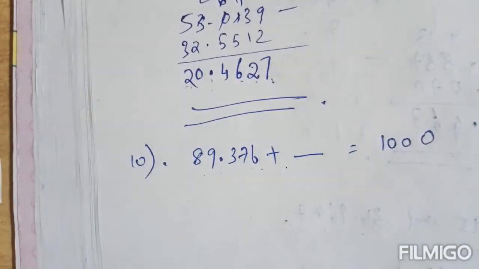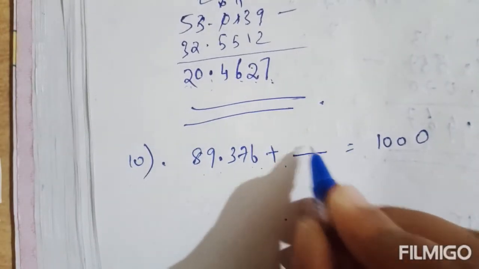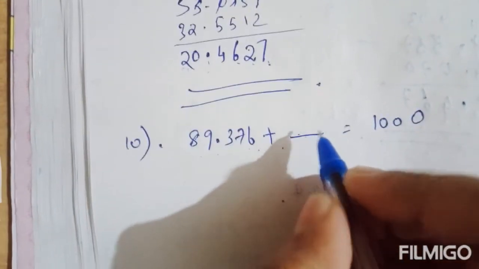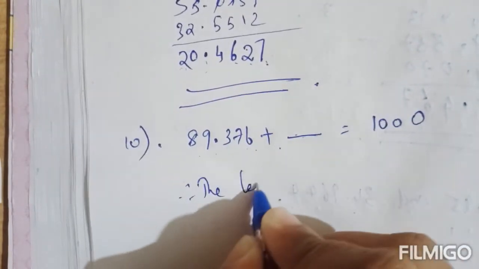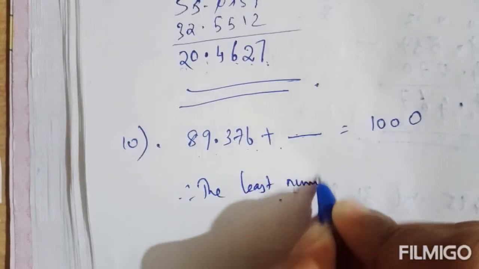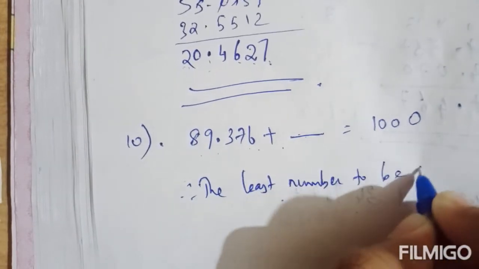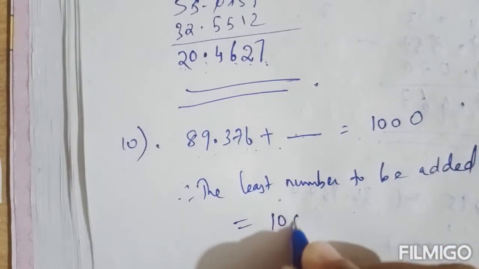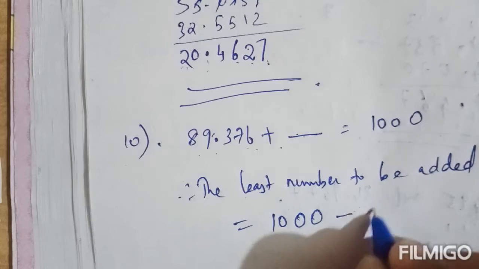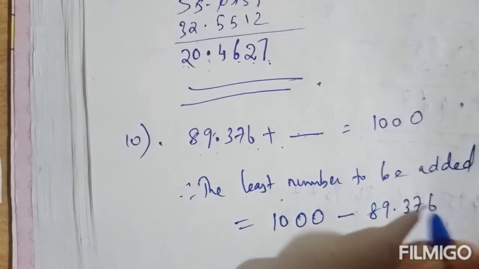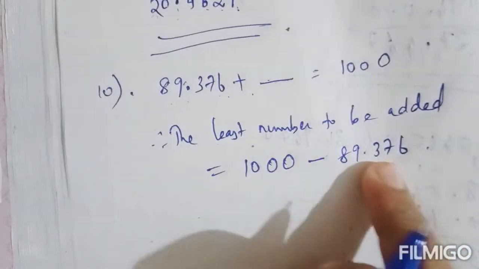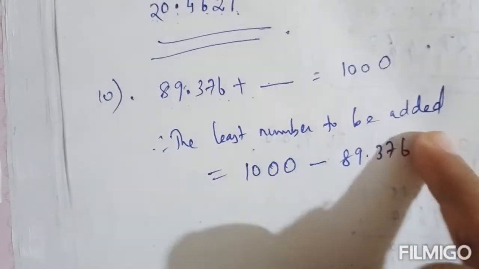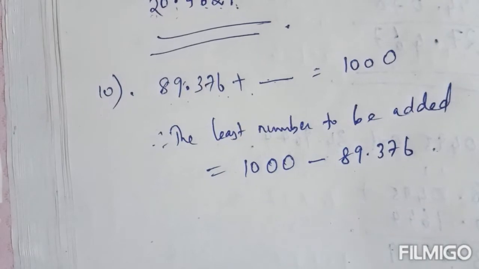And what least number must be added to 89.376 to get 1000? So how can you find this unknown number? Therefore the least number to be added you can find by subtracting 89.376 from 1000. Okay, from 1000 you can subtract 89.376. You will get the least number to be added here.